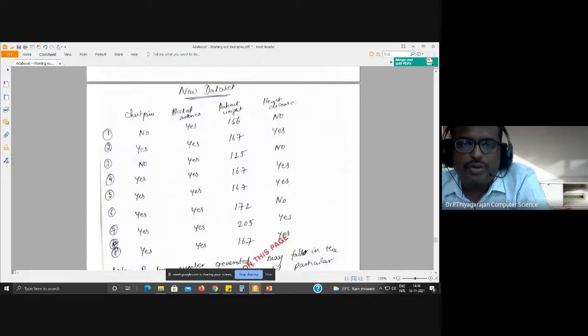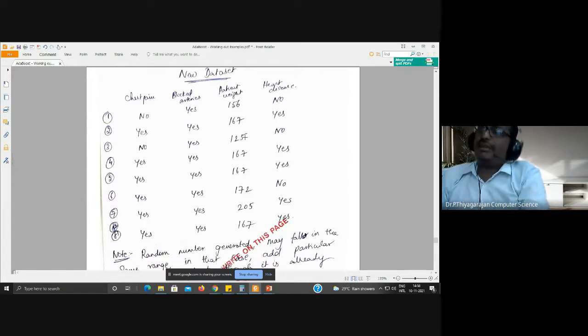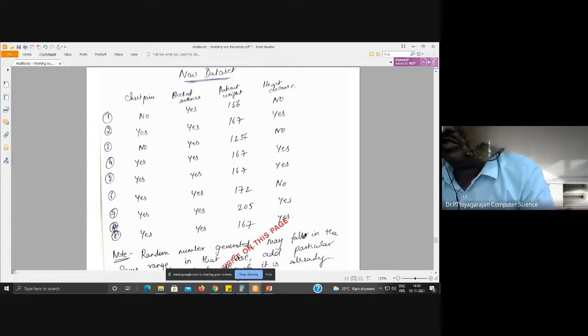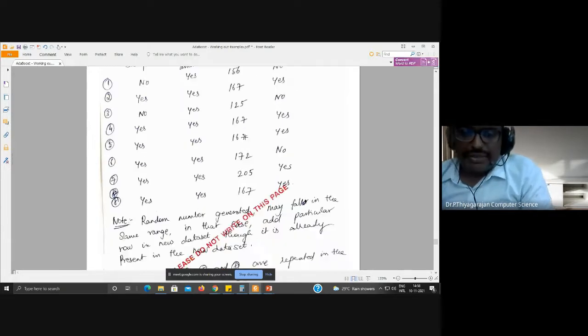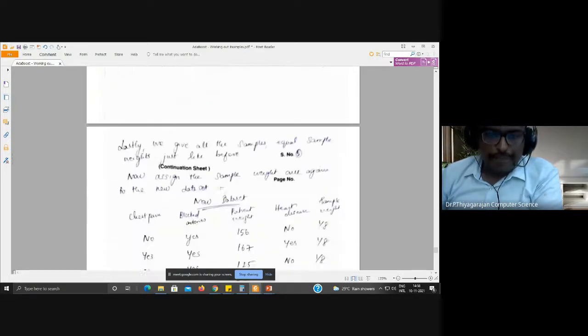So if you carefully note, the row which is wrongly classified is repeated many times in the new data set. If it is repeated many times in the new data set, what will happen? That row will be trained many times. So the misclassification will be trained many times in the Adaboost algorithm so that it will be correctly classified. So the new data set is used further for this Adaboost algorithm.